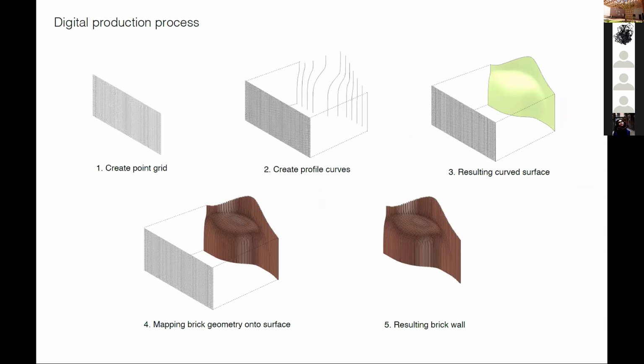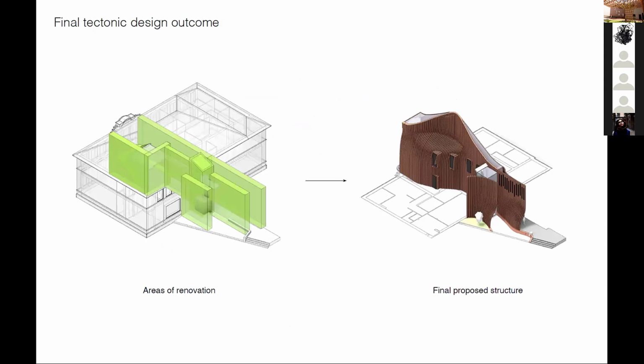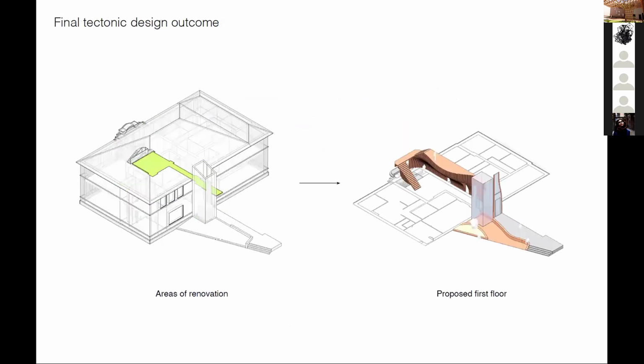The digital production follows up from the previous page of the inspiration. So the water flow form is carried onto the structural form, as you can see. The tectonic wall structure diagram shows the passage path of the external and internal. The final tectonic outcome shows the finished outcome of the external render. The final tectonic design structure shows the finished outcome of the interior render.